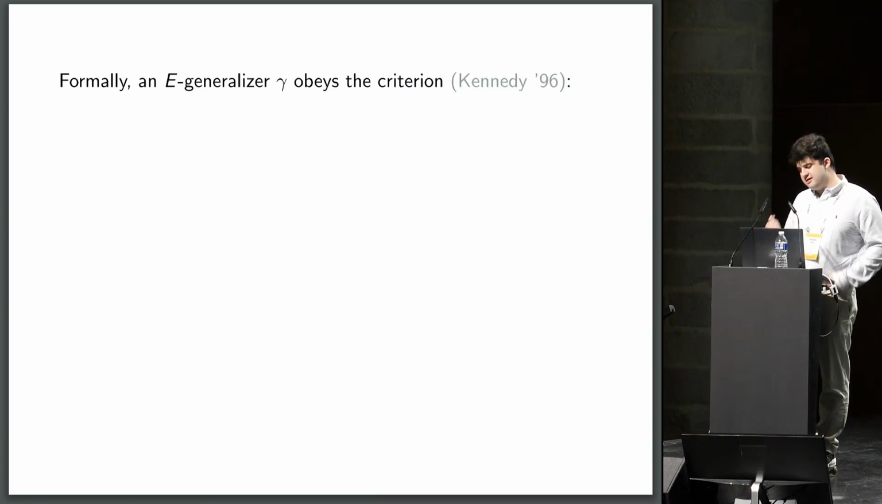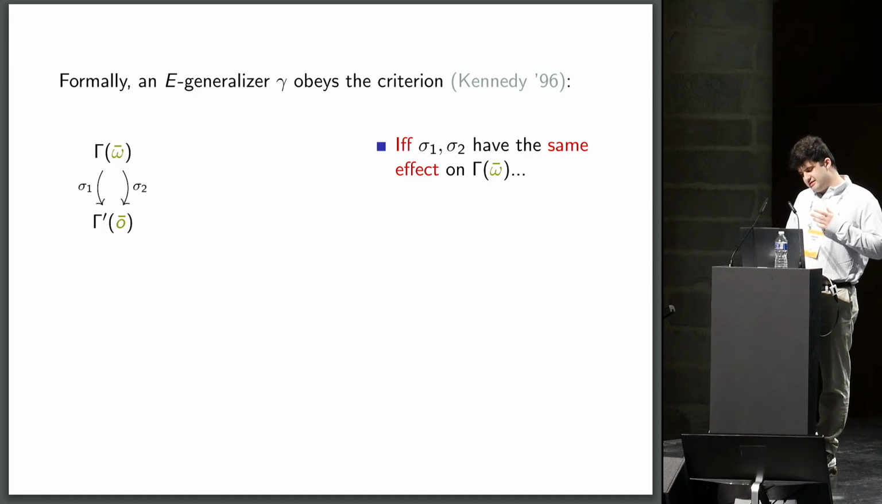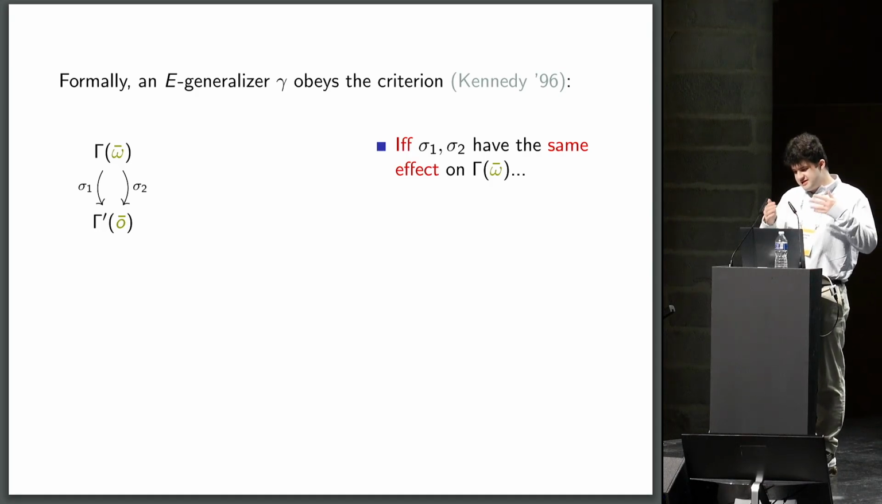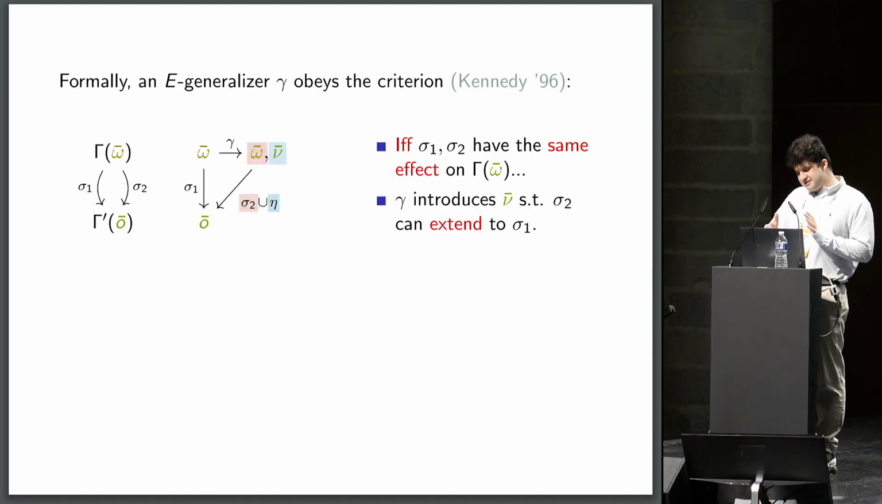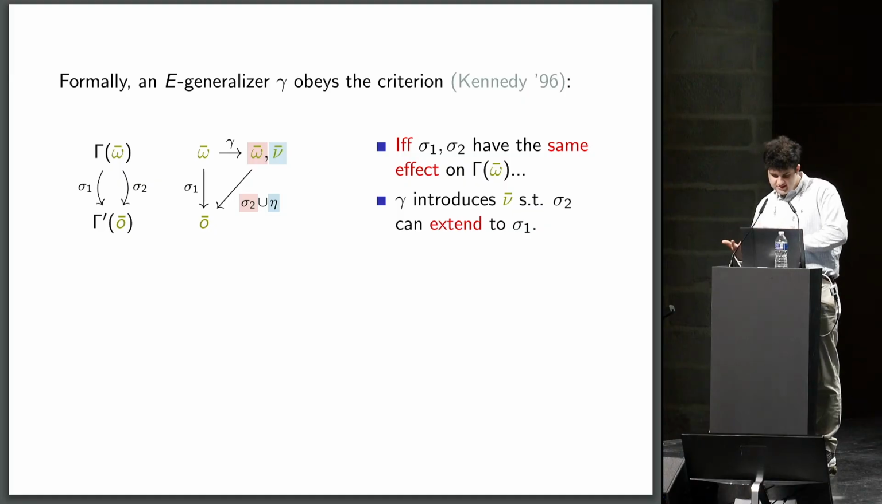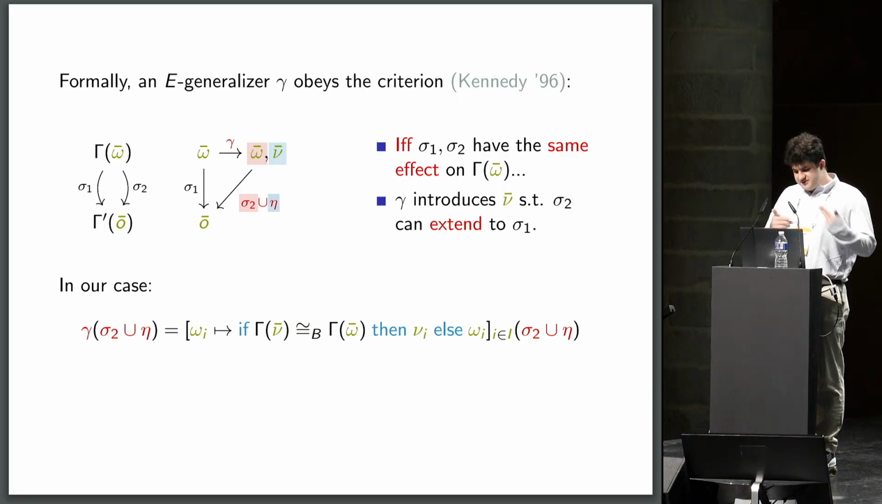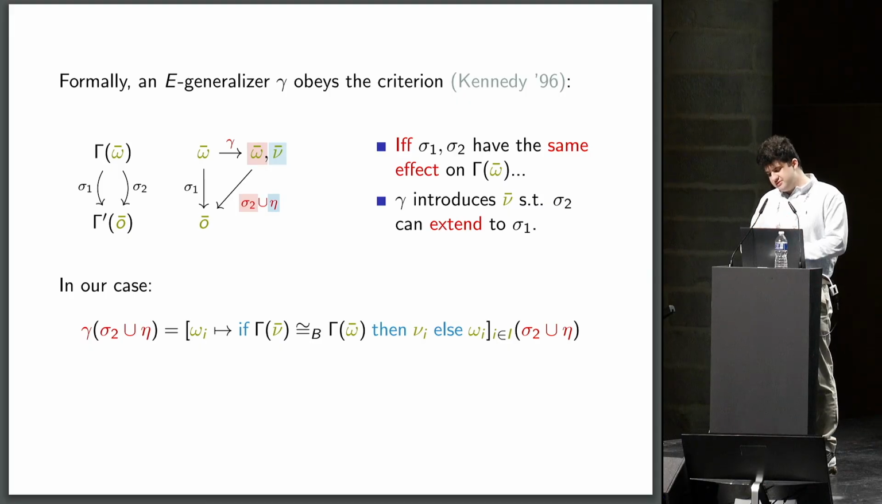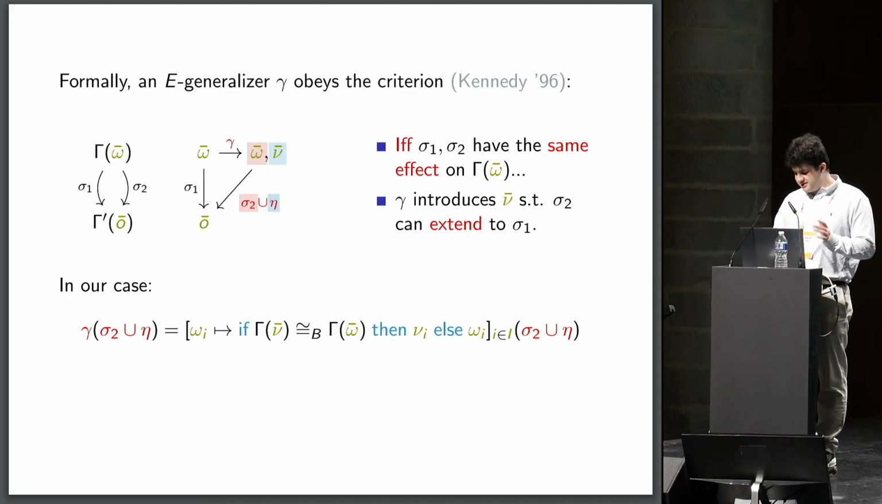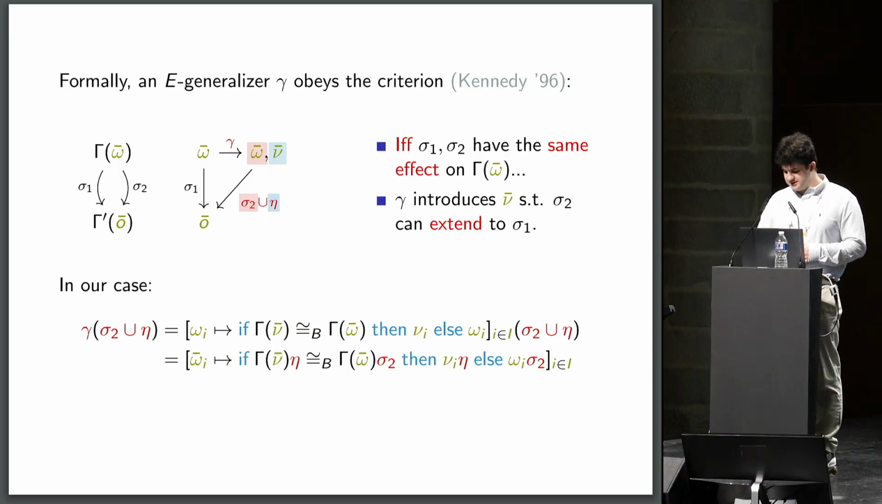Okay, formally, an E generalizer gamma obeys this criterion, which was specified by Kennedy in past work. If and only if two substitutions have the same effect on the context, there exists a way to extend sigma 2 into sigma 1, so to speak. There exists this extension eta, which makes it so that the entire right-hand side is sigma 1. And of course, if sigma 1 and sigma 2 do not have the same effect, then that extension cannot exist. So in our case, sigma 2 union epsilon will distribute sort of elegantly into our little gamma, okay?